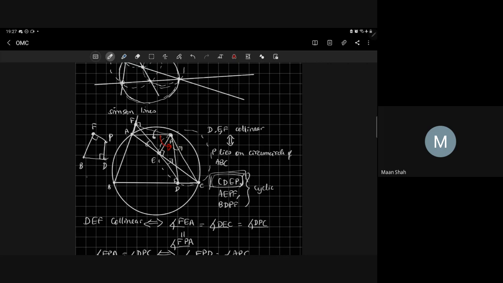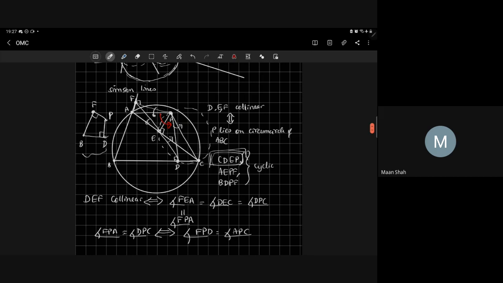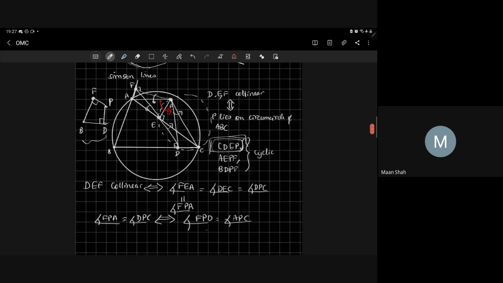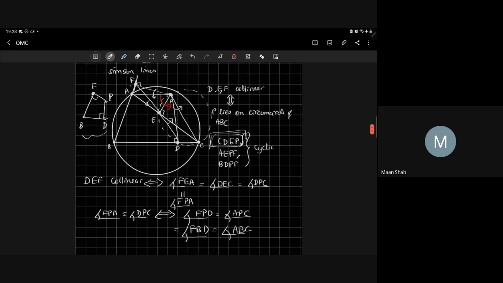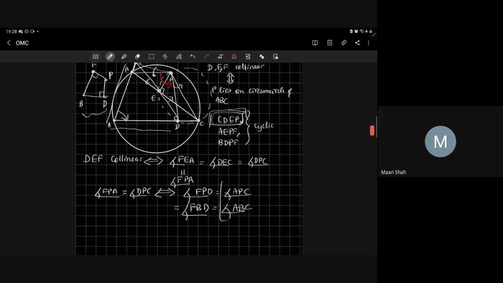So from the diagram in this left side corner, we see that FPD equals angle FBD, right? Yes. So if FBD equals angle APC, what does that mean? I mean, angle FBD is equal to angle ABC, right? They're the same angle. FBD and ABC are the same angle. Okay. Yes.